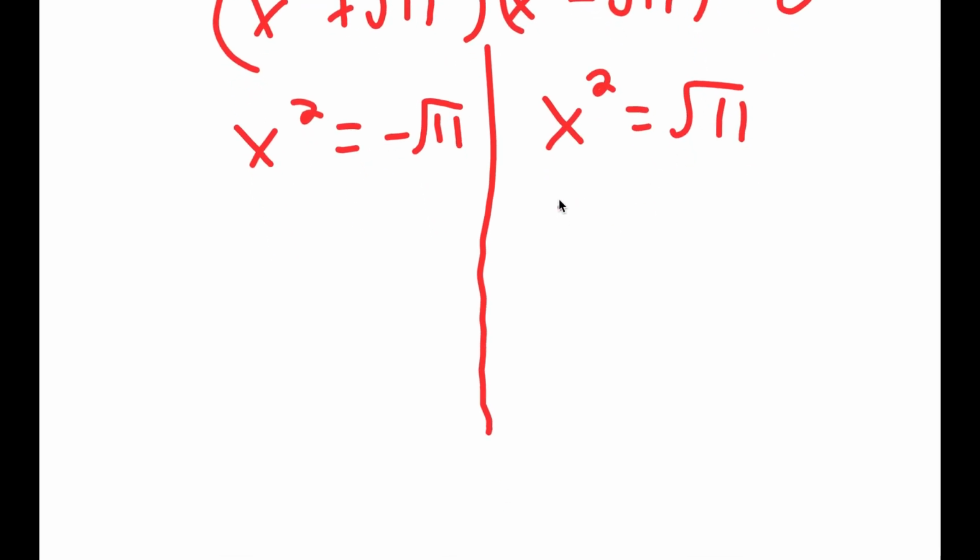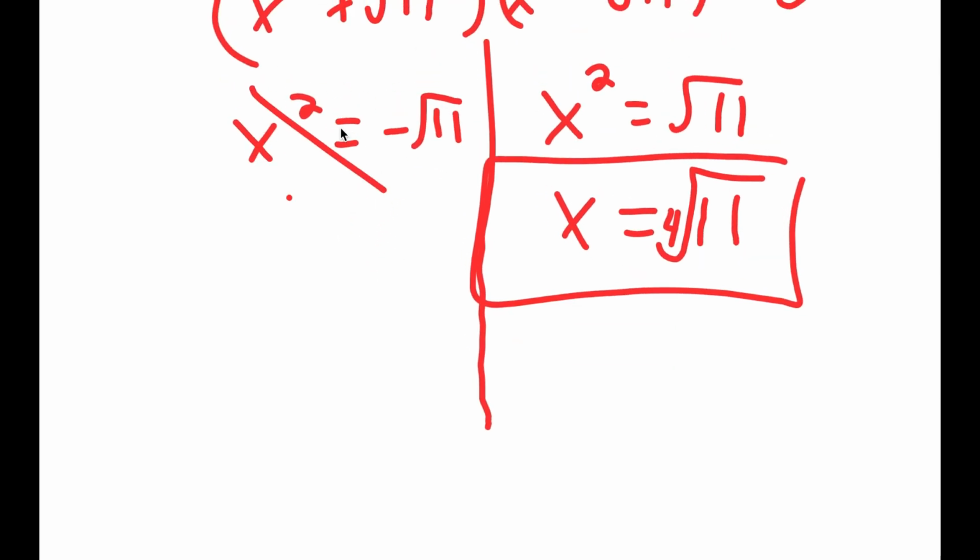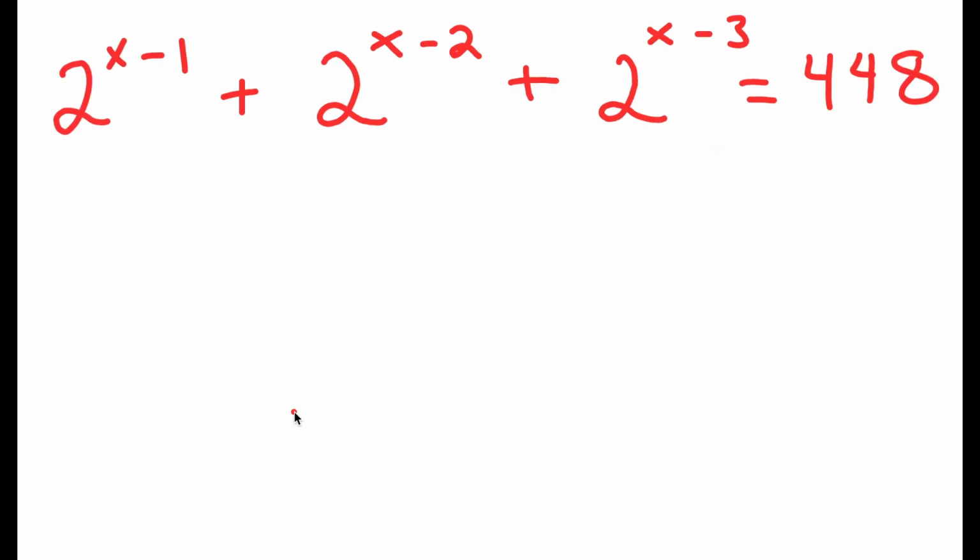For x squared equals square root of 11, x is equal to the fourth root of 11. And this has no solution, so this is my only solution to this problem.